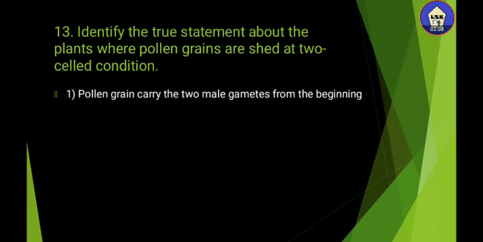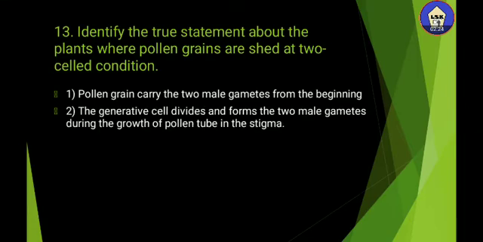Pollen grain carries the two male gametes from the beginning. Definitely wrong, because this is true about three-celled condition. If the pollen grains are shed at three-celled condition, then they consist of two male gametes from the beginning. So this statement is definitely wrong. Option 2: the generative cell divides and forms two male gametes during the growth of the pollen tube in the stigma. Yes. After the deposition of pollen grains on the compatible stigma, the germination of pollen grain takes place. At that stage, the generative cell divides mitotically and that produces two male gametes. So option 2 should be the right answer, but we don't know about the third and fourth options.